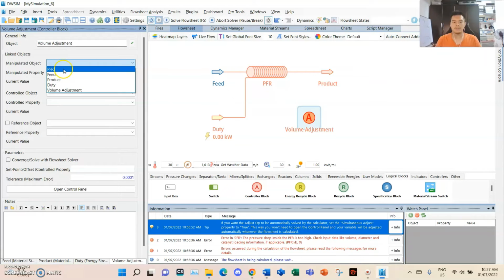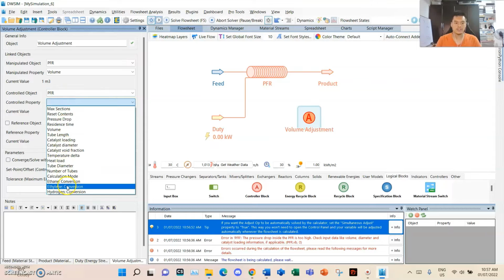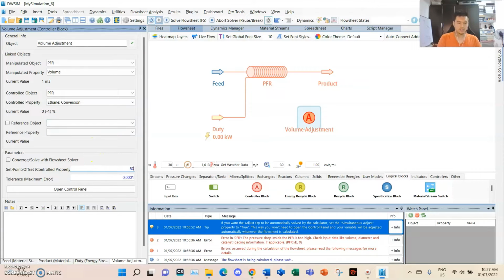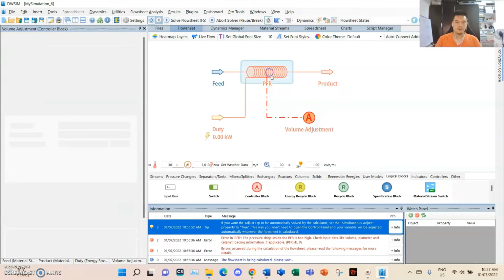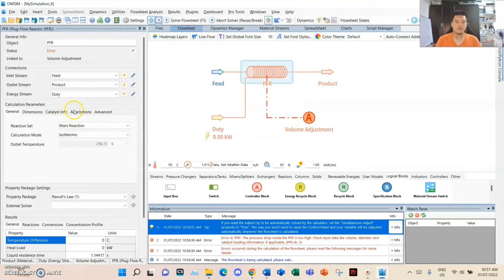So what we will manipulate is the PFR value of volume, and what we want is a conversion of ethane to reach 80%. We'll converge to the flowsheet solver, and we will let the set tolerance be as is. Afterwards, PFR volume. So this is what we will always change, and our objective is to reach 80% conversion. Click OK. And before we start the reaction, we need to change the dimensions. So we need to change this into 1 meter and 1 cubic meter.